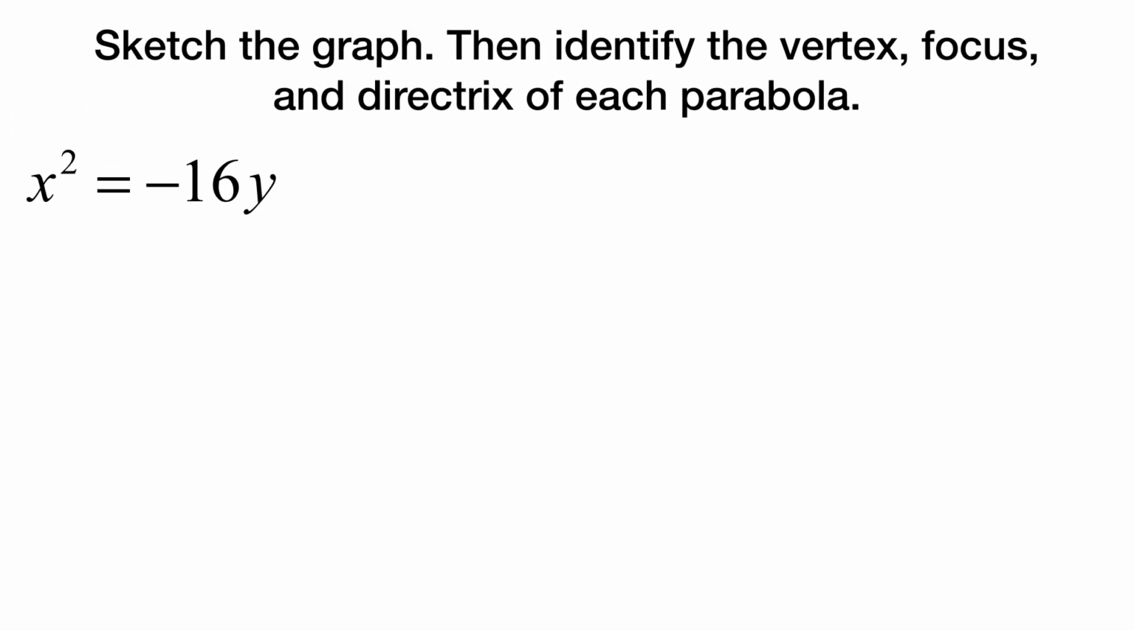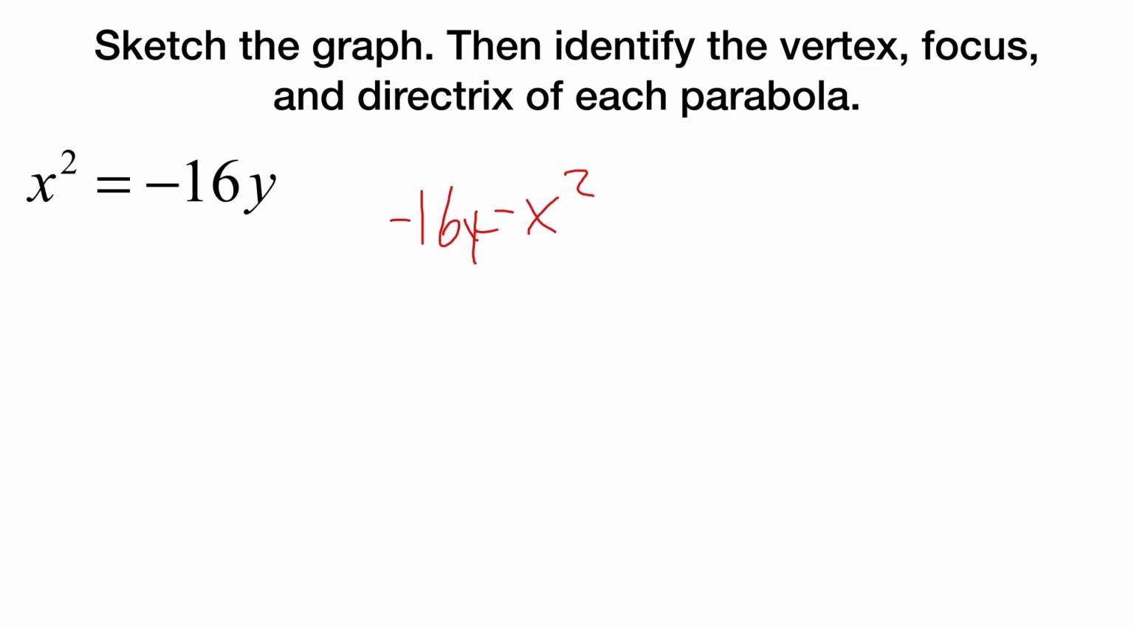So now what we're going to do is another thing. This time we are going to be sketching a graph, and then we are going to identify the vertex, focus, and directrix of each parabola. So we're doing the things that I've been doing anyway, but this time we're doing it from the equation. It's actually sometimes easier to identify the vertex, focus, and directrix than to do that. So I'm going to say x squared equals negative 16y.